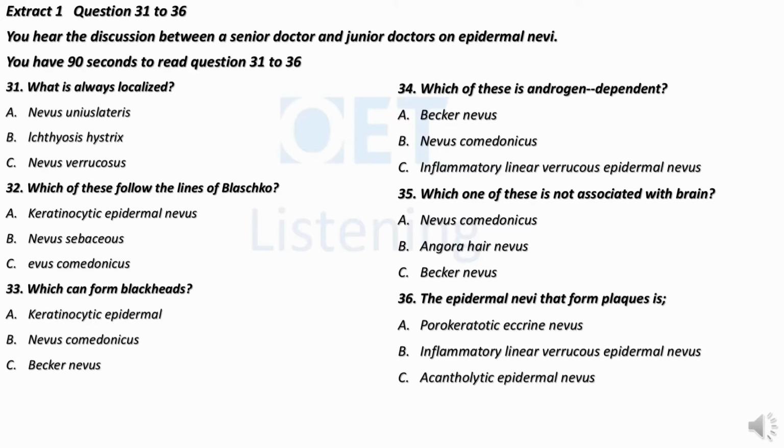Inflammatory linear verrucous epidermal nevus is linear and forms plaques, usually unilateral. They are usually pruritic and appear inflamed and hyperkeratotic. The first appearance is after 6 months of age. Porokeratotic eccrine nevus appears as warty keratotic papular lesions, mostly on the palms and soles, but in some cases they may appear all over the skin.